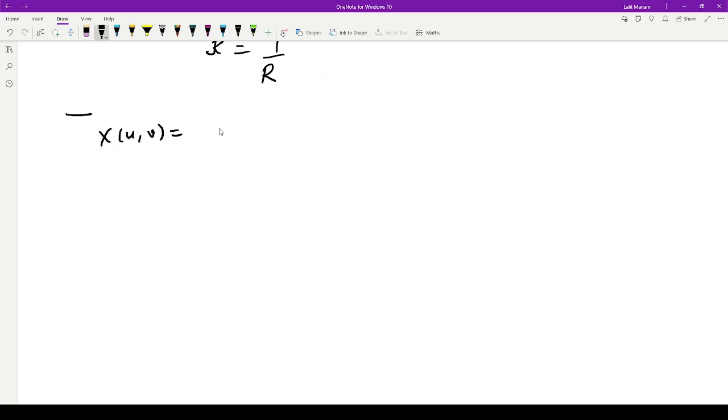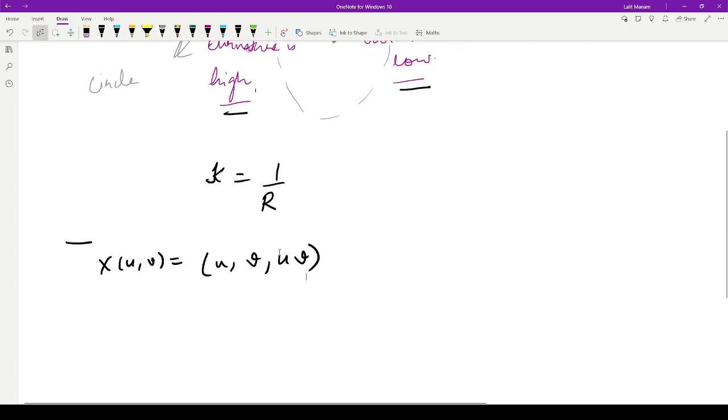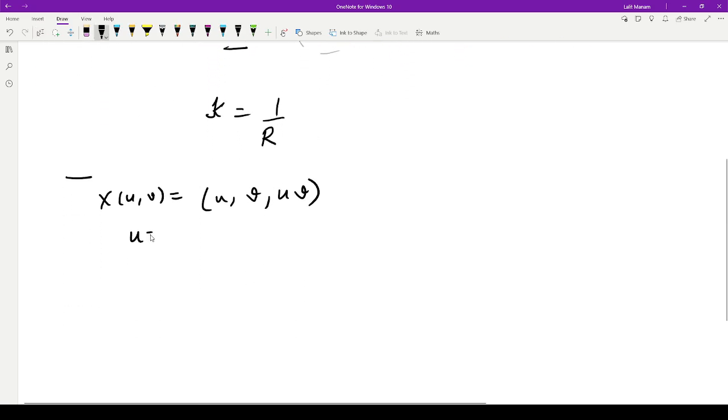X of (u, v) is, so the first two are the same. And what else do we have? u is t square and v is ut. So we are given these relations.